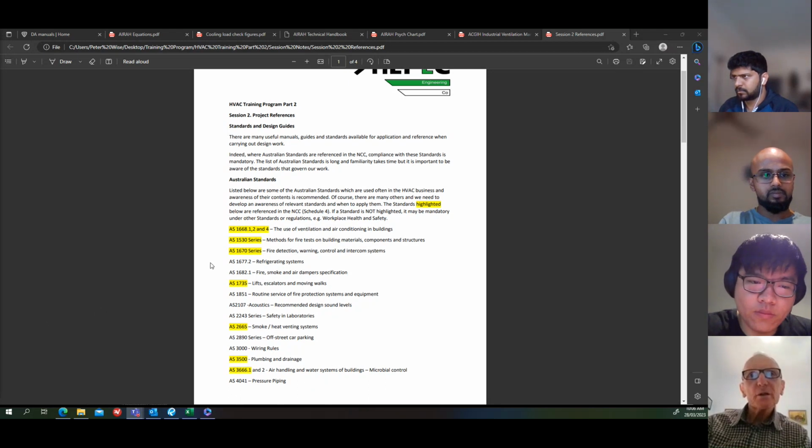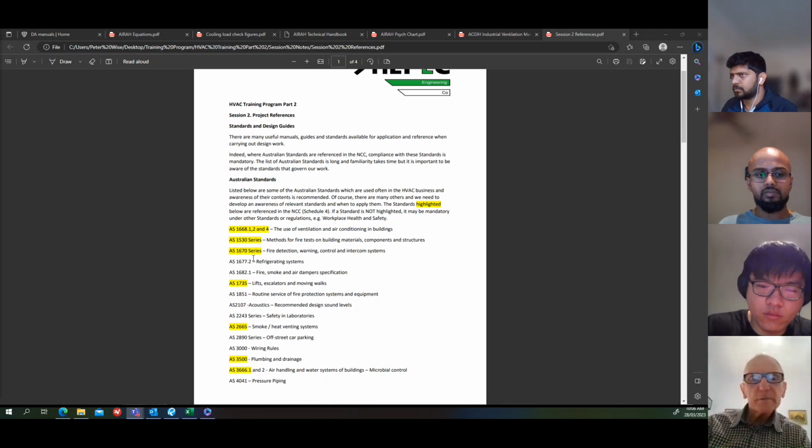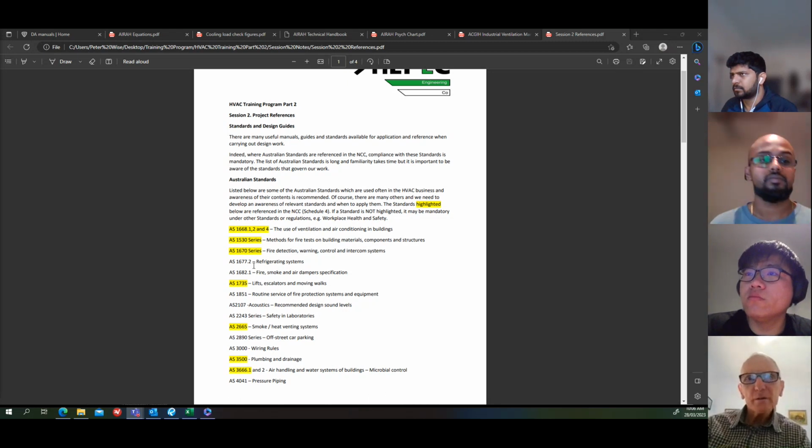So the standards highlighted in this list here are referenced in the NCC Schedule 4. So that means they're mandatory. Okay? The ones that aren't highlighted are not mandatory under the NCC, but they may be mandatory under other regulations. So just be careful. And in any case, if you can't find them referenced anywhere, it's best practice anyway to follow these guidelines, and we'll give you information if you're lacking that information.